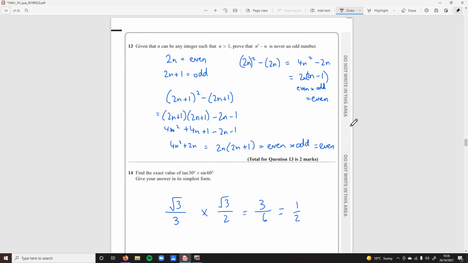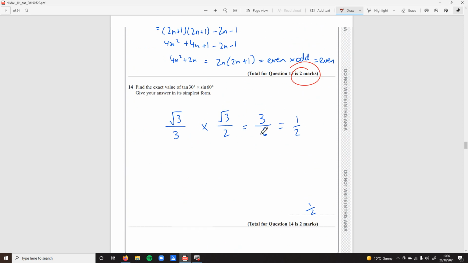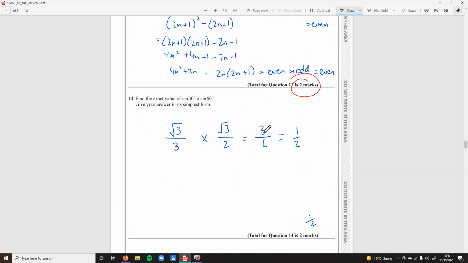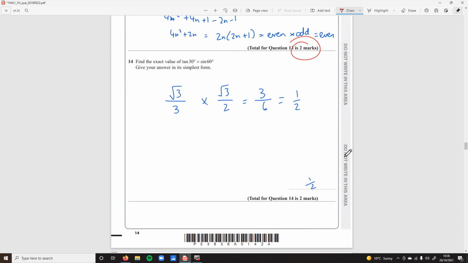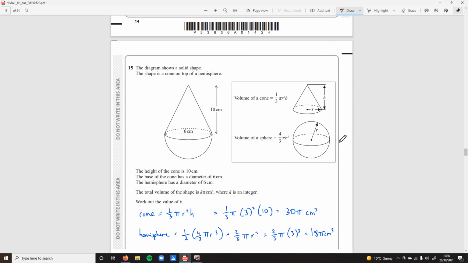Okay, proof shown. Yes, okay. N number being odd, i.e. 2n plus 1 squared minus 2n plus 1. Yes, we got that. We got that easy peasy. I hope everyone understands that proof. A half. Good. Question 14, we've not dropped any marks.